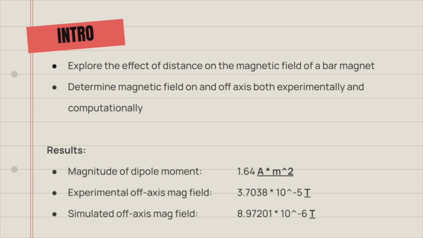My experimental results were that the magnitude of the dipole moment was 1.64 amps times meters squared. The experimental off-axis magnitude field was 3.7038 times 10 to the negative 5 teslas, and the simulated results were 8.97201 times 10 to the negative 6 teslas.